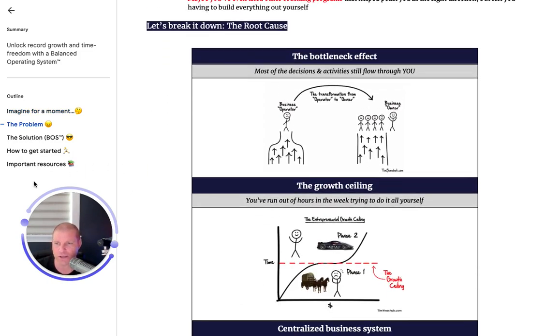So the root cause here, again, this is the bottleneck effect, and I define the bottleneck as you being on the left. These arrows, think of those as decisions and activities. And if 80 to 90% of the day-to-day decisions and activities are having to flow through you, you're the number one bottleneck. So we want to make this transformation from operator to owner where 80 to 90% of those decisions and activities are able to bypass you and flow through your team.